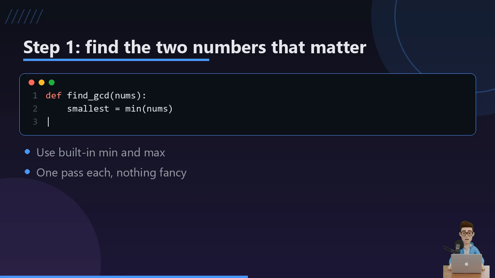First, we pull out the smallest and largest values using Python's built-in min and max. I'm using the built-ins on purpose. They're implemented in C and already optimized. No reason to write my own scanning loop.